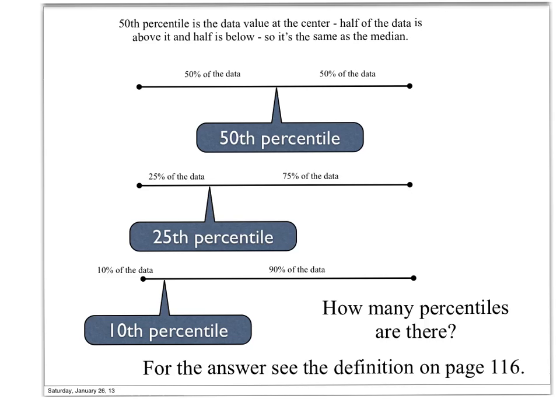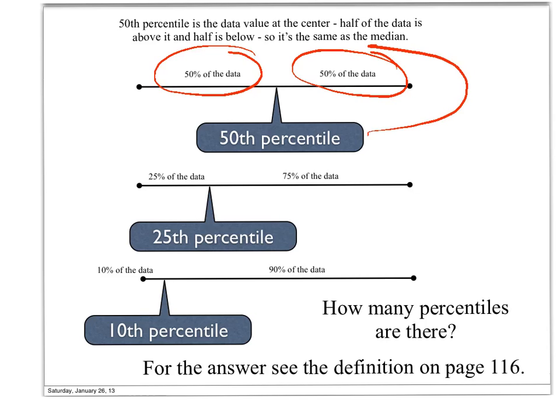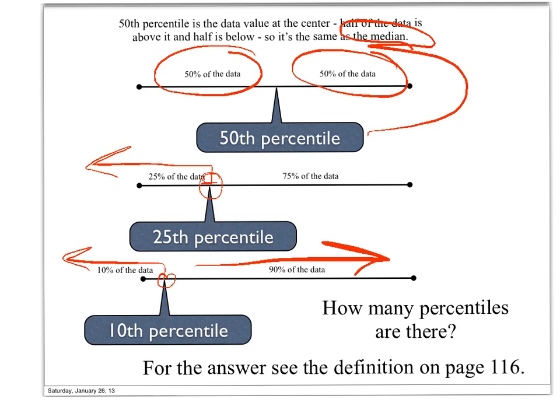Of course, the 50th percentile is the data value at the center, or the mean of the two data values in the center. So exactly half of the data will be above the 50th percentile and half will be below it. So the 50th percentile is the same as the median. The 25th percentile is the data value that has 25% of the rest of the data below it, and so that would not be a very high percentile. The 10th percentile would be the data value that has 10% of the data below it, and of course 90% would be above it.